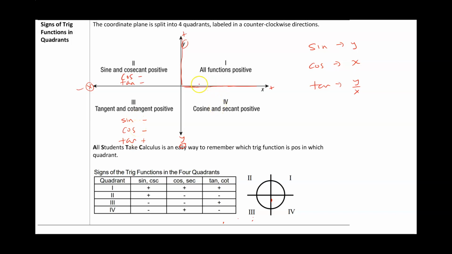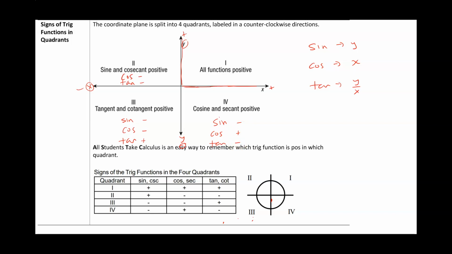In quadrant 4, the x's are positive and the y's are negative. So sine is associated with the y value. Because sine is associated with the y value and the y value is negative, the sine will be negative. The cosine is associated with the x value, and since the x is positive, cosine will be positive in quadrant 4, and tangent is y over x, so negative divided by positive will be a negative.